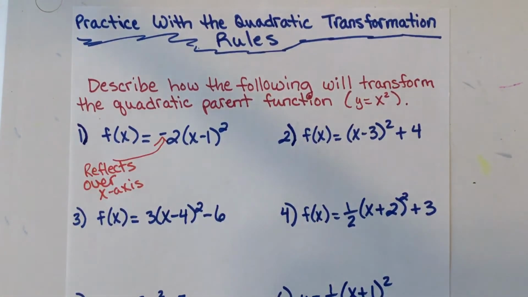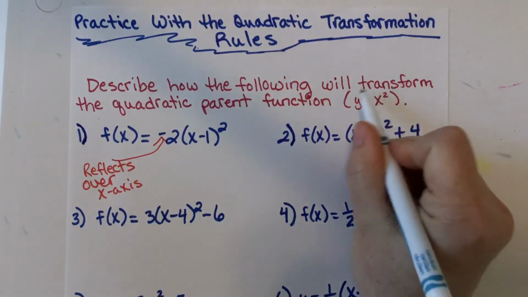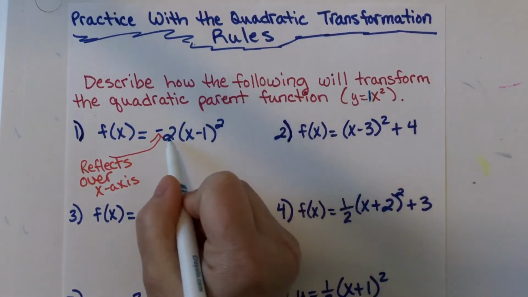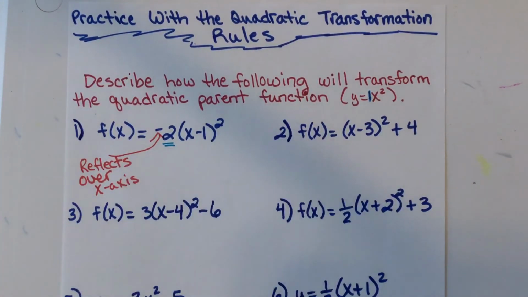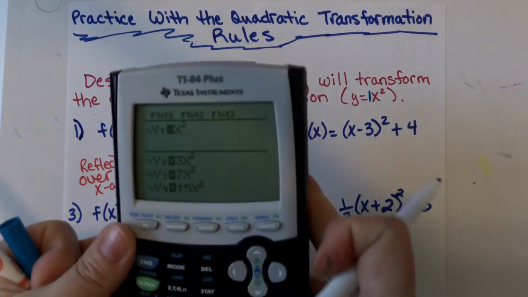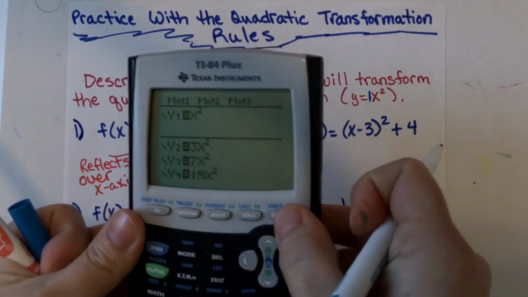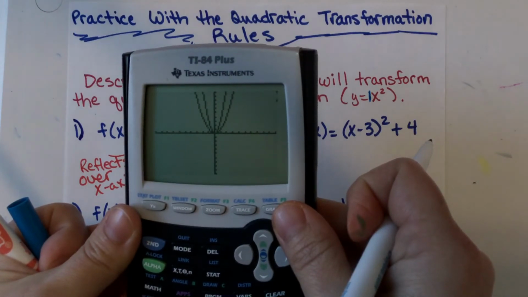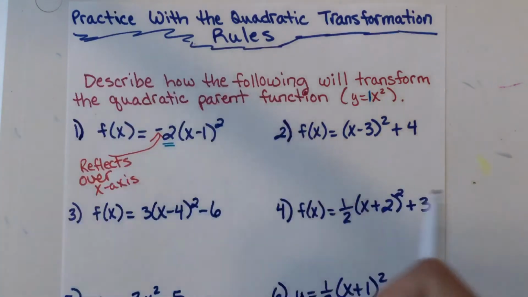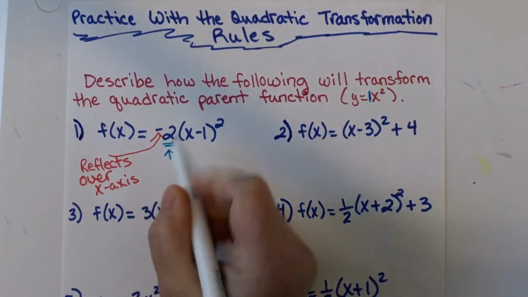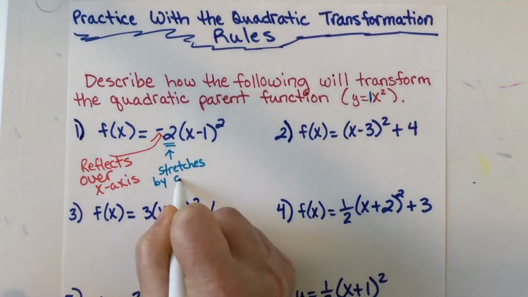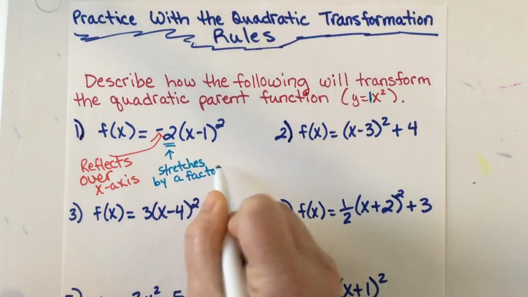Okay, next I have this 2. So remember the number in front of the x squared for the parent function is a 1. So it's going from a 1 to a 2. So remember how I showed you when the number in front gets bigger, like this one? As the number in front gets bigger, 1, 3, 7, 15, the graph gets skinnier and skinnier. That's called a stretch. So I will say that it stretches by a factor of 2.